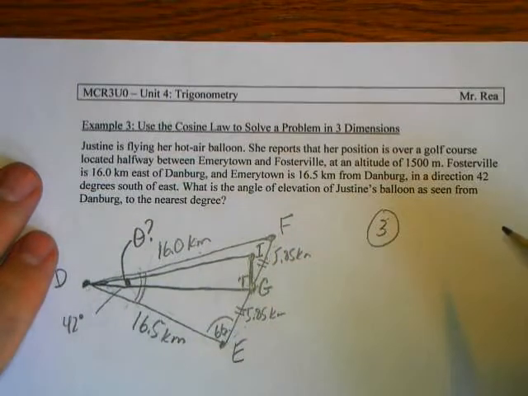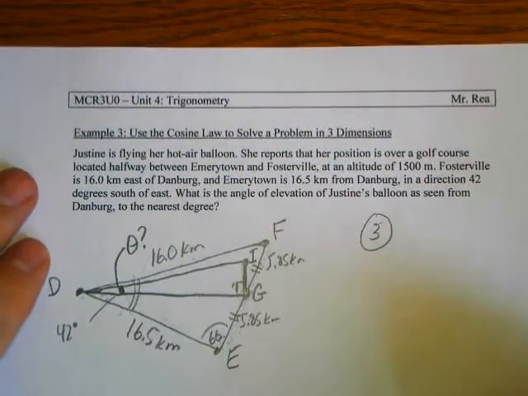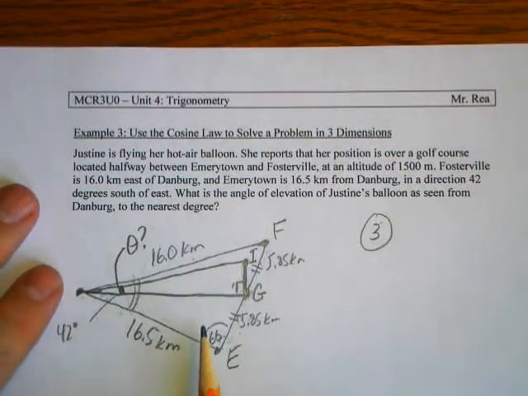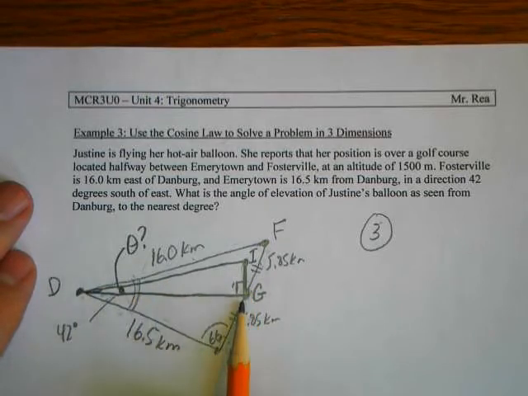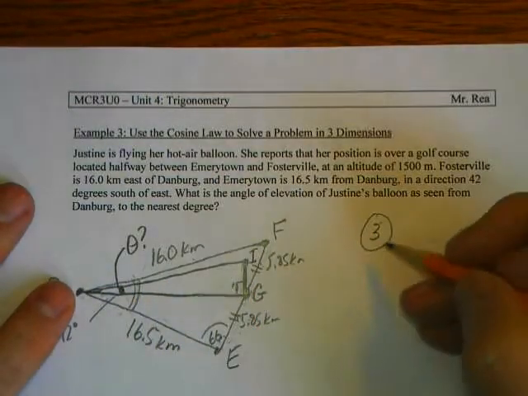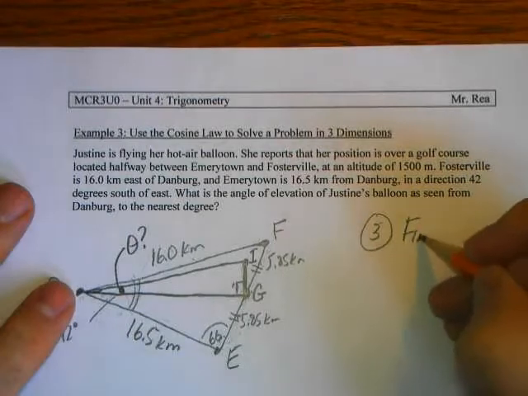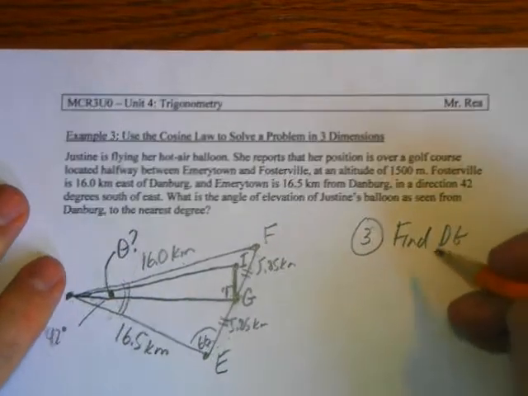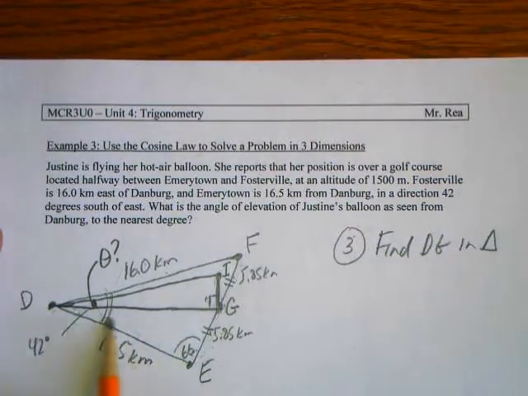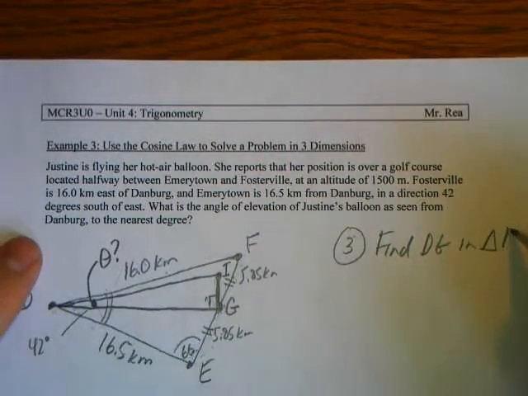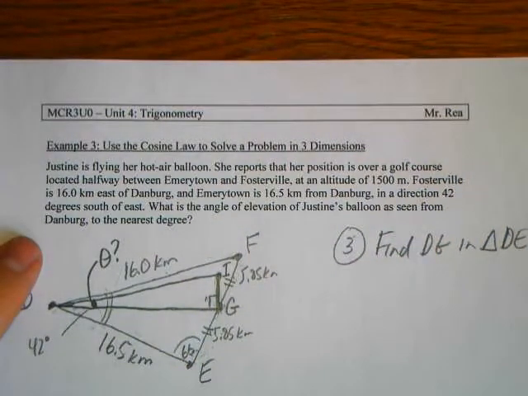There's actually going to be 4 steps in total, just so you know. The third step will be to get this side here, DG. That'll give us the information we need to work with the vertical triangle. Okay, so find DG in triangle DEG. This is where we're now picking one of the half triangles on the bottom. So we're only working with that part.